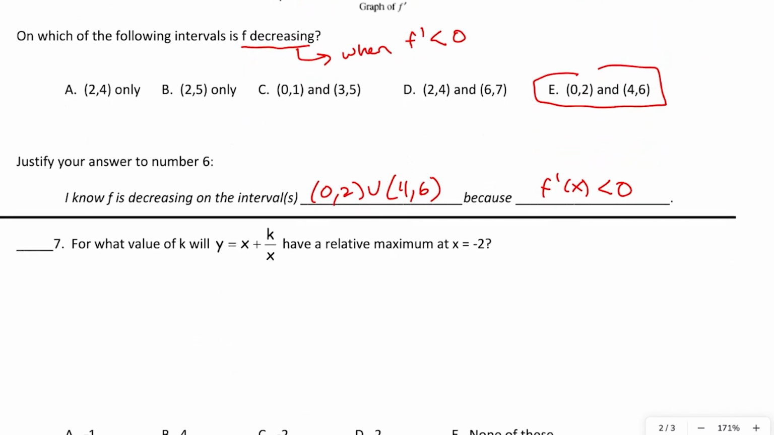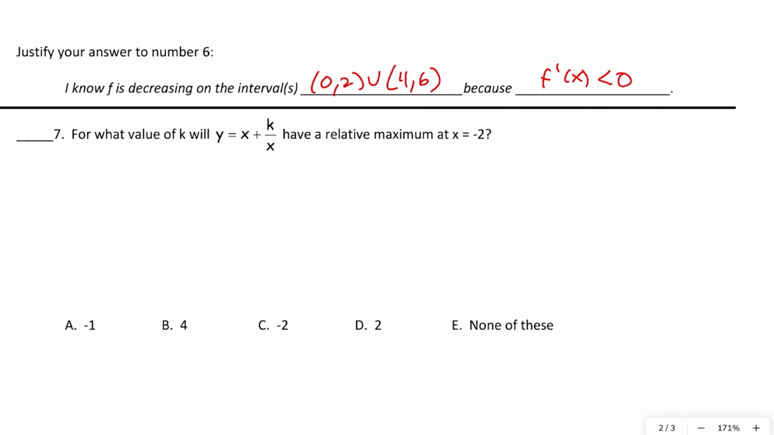Number 7 says, for what value of k will this have a relative maximum at x equals negative 2? All right, so let's see if we cannot find the derivative first. So y prime is going to be the derivative of x, which is just 1. Let me rewrite this y as x plus k times x to the negative 1. It'll be a little bit easier to differentiate if I write that algebraically.